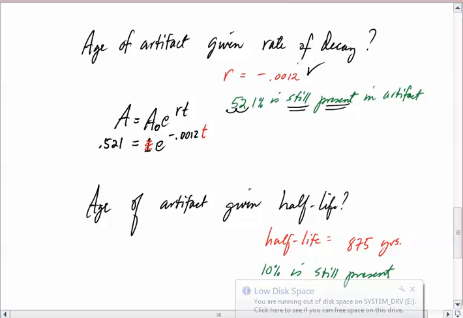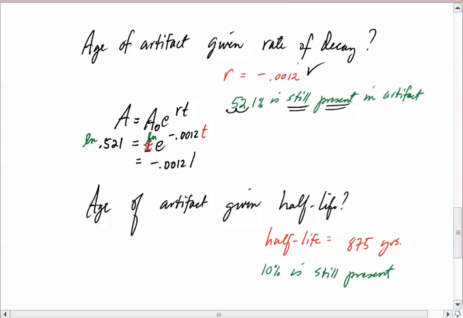Okay, we know we don't need this. We do know that we need to take the natural log of both sides, and you're getting the hang of it by now. So we have negative 0.0012t, because the natural log of e is 1, and I have the natural log of 0.521, and I'm going to divide those, and I get that the item is roughly 236 years old.